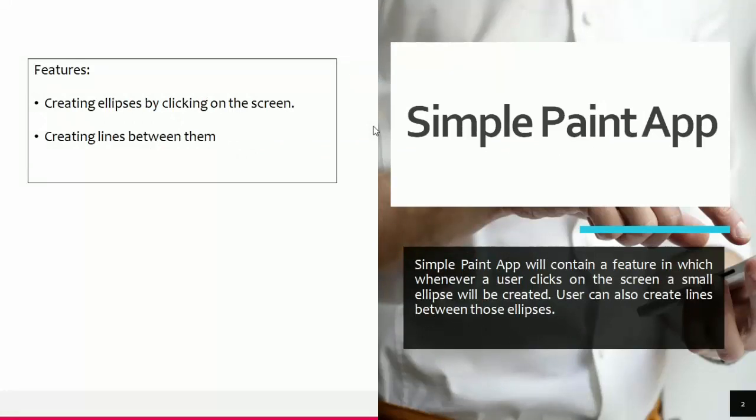So a simple paint app will contain a feature in which whenever a user clicks on the screen, a small ellipse will be created. The user can also create lines between those ellipses. So basically, whenever a user clicks on the screen, an ellipse will be created, or like ellipses will be created, and lines will be created between them whenever a user drags the mouse.